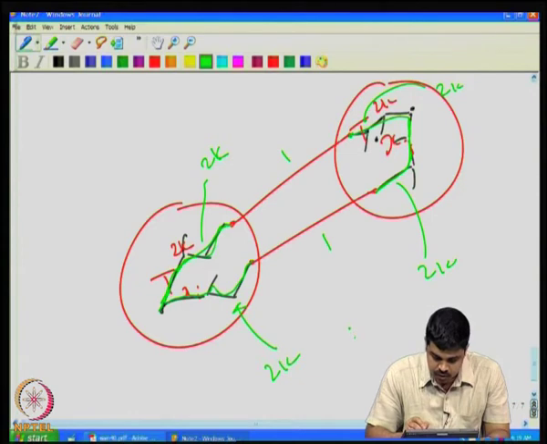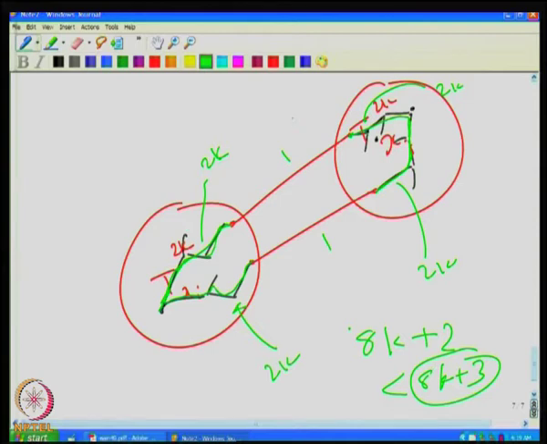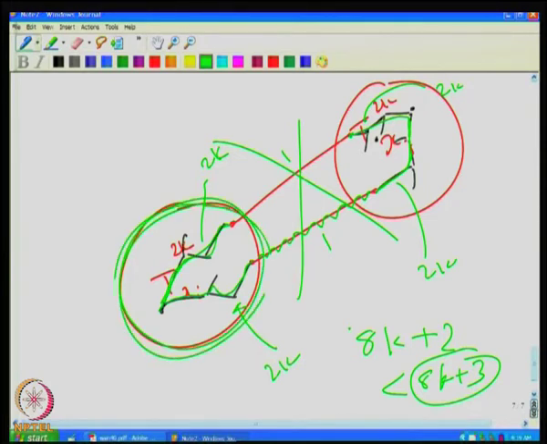Total 8k plus 2, that is still less than 8k plus 3. So, because the girth is greater than 8k plus 2, this cycle cannot exist. So, this will not happen. That means, from this tree you can only have one edge going to any other tree. So, in the contracted graph, to know the degree of this contracted vertex, we just need to count the number of edges going out of it. If we get a lower bound on the number of edges going out of it, we get a lower bound for the degree of each vertex, right.